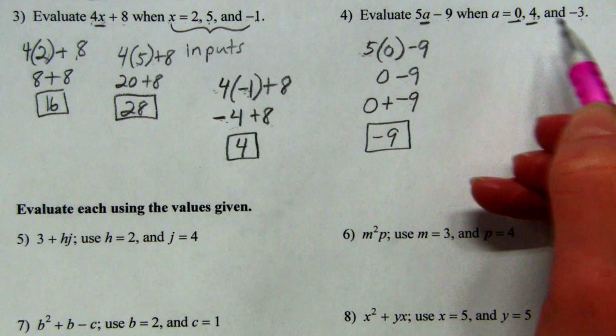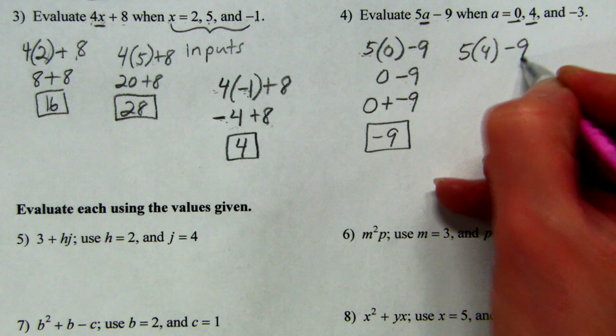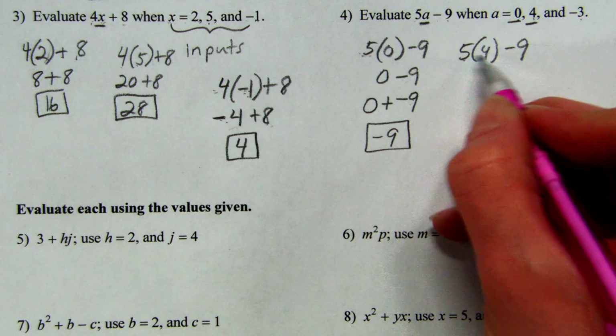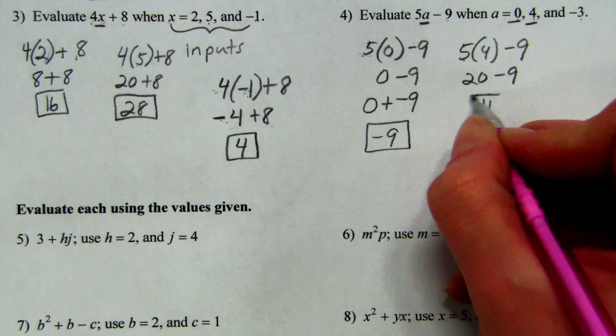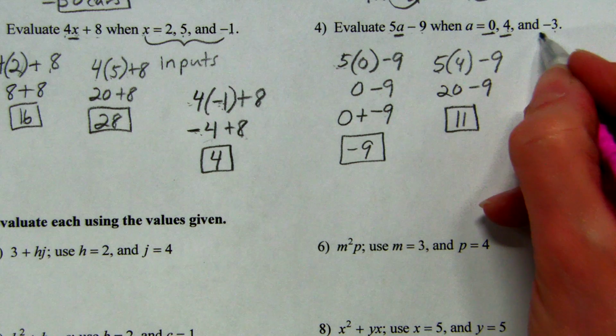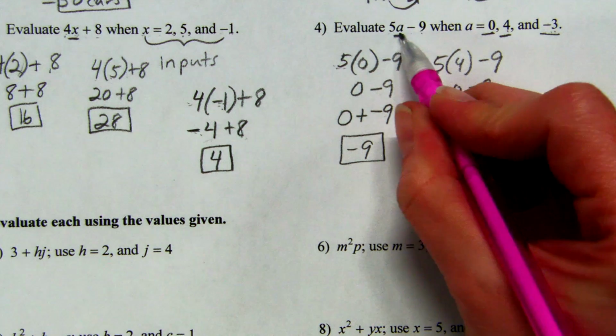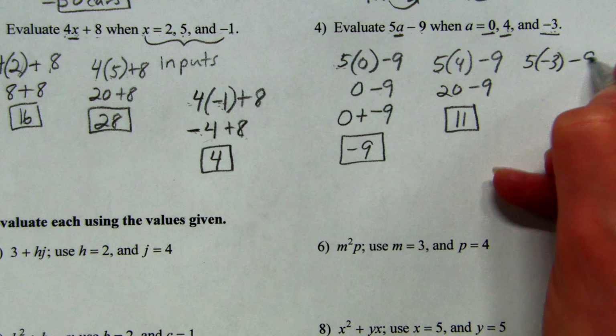Now I'm going to do 4. So I'm going to put 4 in. So 5 times 4 minus 9. So 5 times 4 is 20, minus 9 is 11. And then there's one more, -3. So I'm going to put -3 in where a is. So 5 times -3 minus 9.